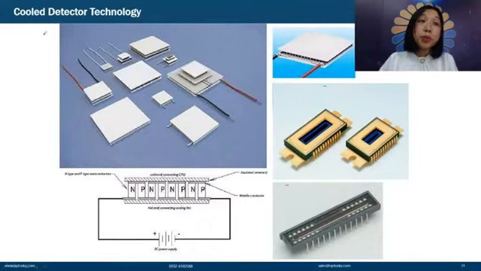We mentioned before that the detector is very important, so we have to introduce some core detector technologies. From this picture, all of these are detectors. By looking at the outlook, we know this is the first stage cooler detector, and this has two layers, the two-stage cooler, and this has three layers, the three-stage cooler detector.